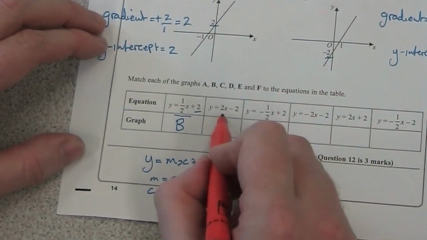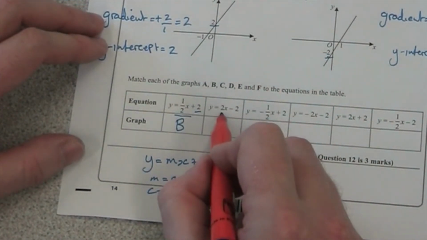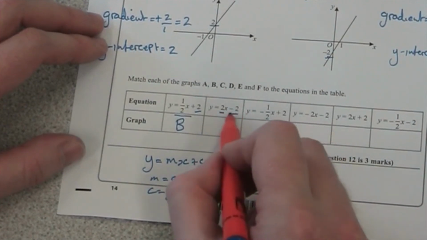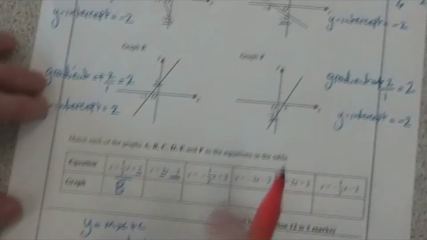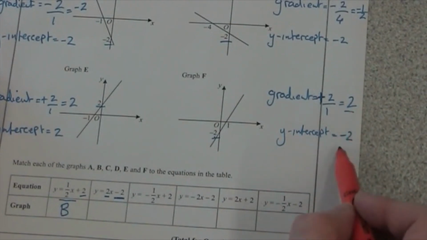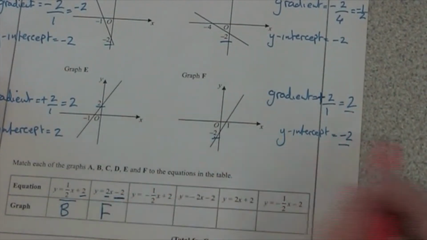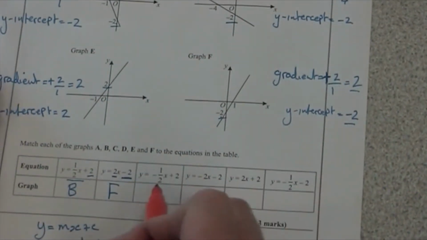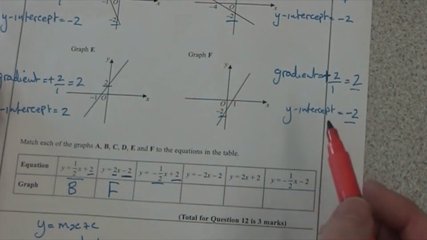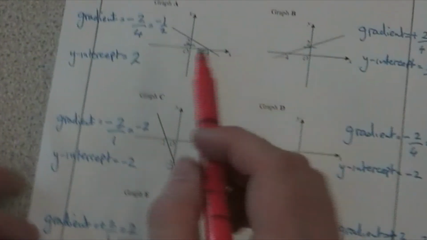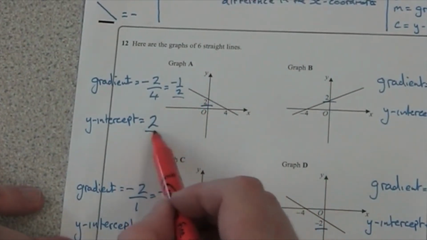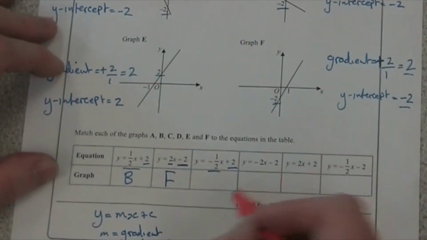The next one, we're looking for a line that has a gradient of 2 and a y-intercept of minus 2. If we go to graph F, we can see that it has a gradient of 2 and a y-intercept of minus 2. The next one has a gradient of minus a half and a y-intercept of positive 2. If we look through our graphs, we can see that graph A has a gradient of minus a half and a y-intercept of 2. So we know that our third one is A.